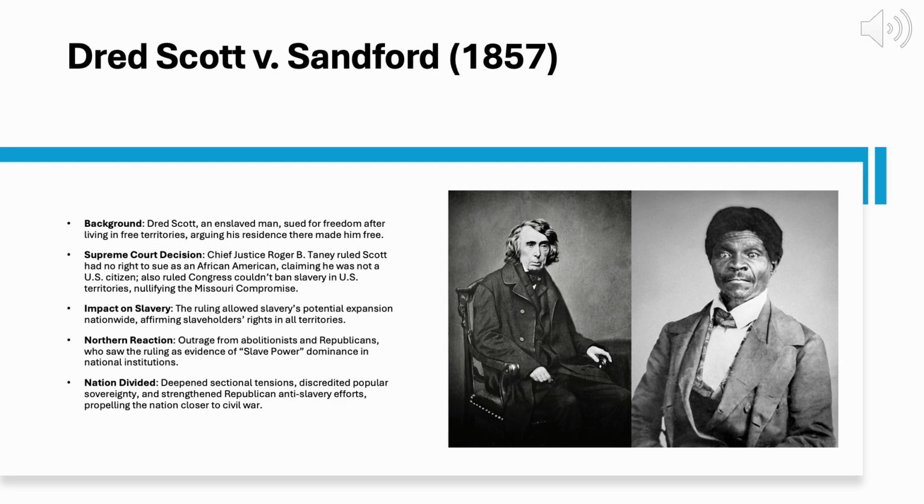One of the most significant and controversial Supreme Court rulings in American history occurred in 1857 with the Dred Scott versus Sandford decision. Dred Scott was an enslaved man who had lived in the free state of Illinois and the free Wisconsin Territory with his owner before being taken back to Missouri, a slave state. Scott sued for his freedom, arguing that his residence in free territories had made him a free man.